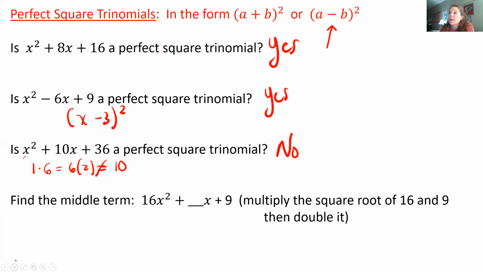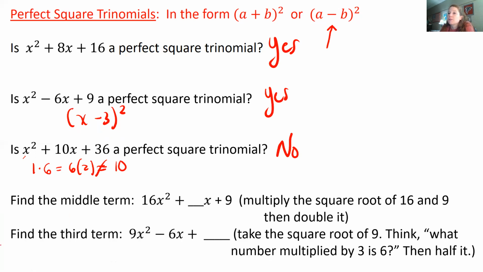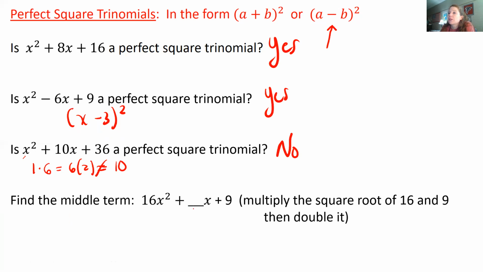All right, so using the pattern we established up here, what would be the middle term of this one? So remember, it says we're going to multiply the square root of the first term by the square root of the third term, and then we would double it to get the middle term. So the square root of 16 is 4. The square root of 9 is 3. 4 times 3 is 12. So once we double it, we find out that this is 24.